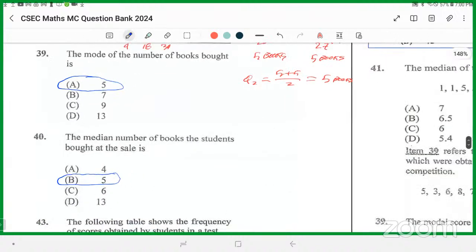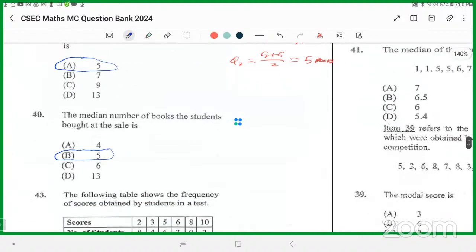Understand that, guys? We'll move on. Online, understand that? Micah, you understand that? Yes, sir. All right, all right. Moving right along.